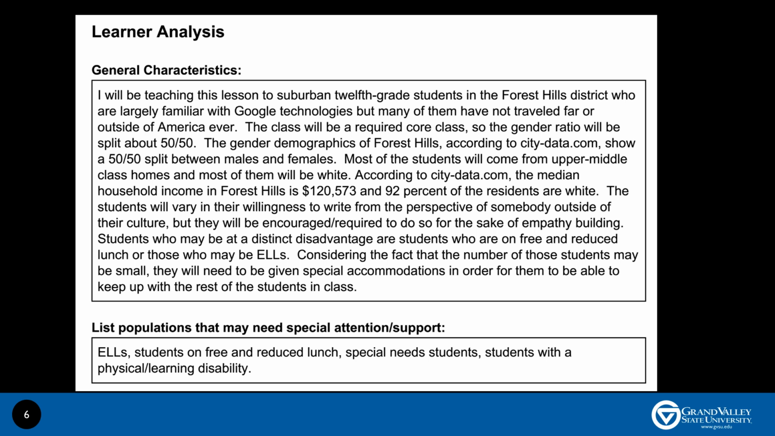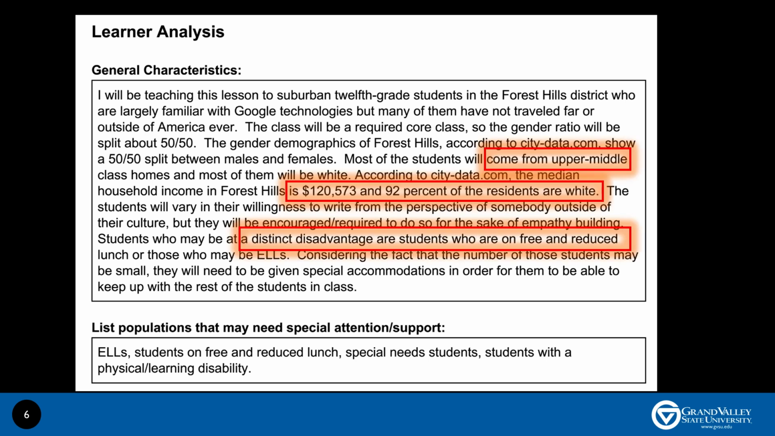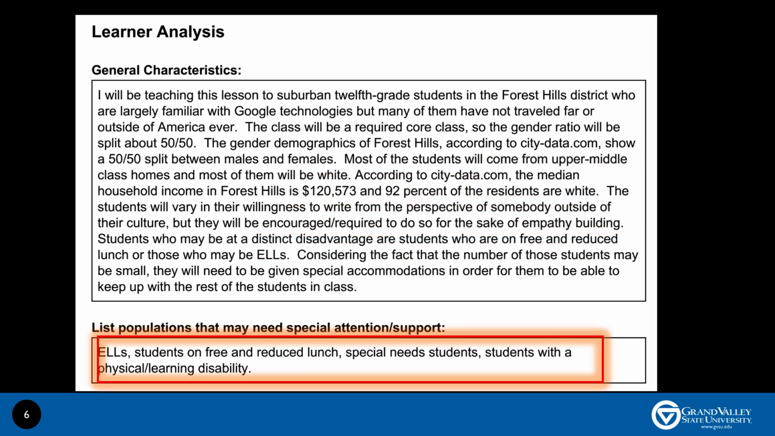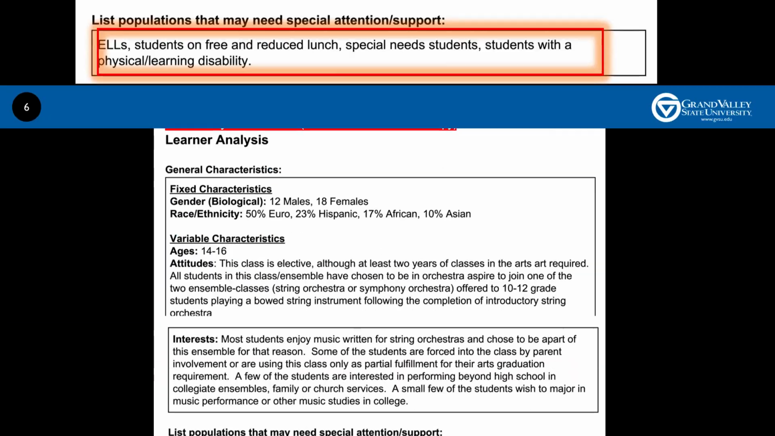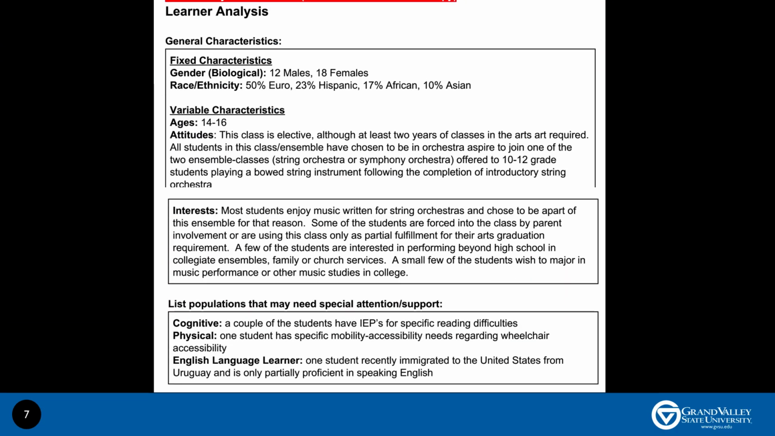Then they list if they have any students with special needs in their classrooms. However, they needed to be more specific in listing the type of special needs for the students. And here's another example that lists the general characteristics, interests, and any students with special needs.